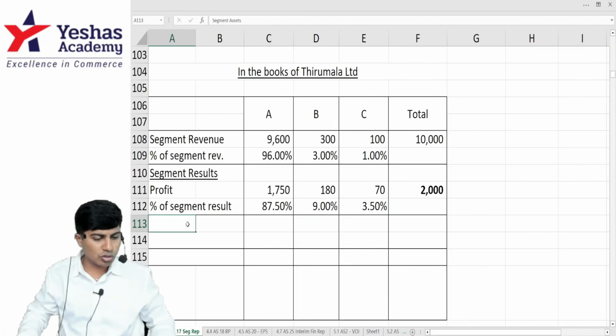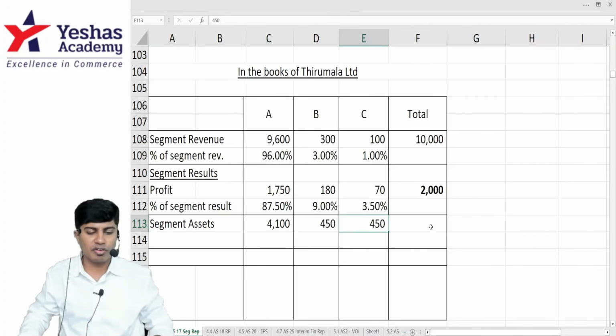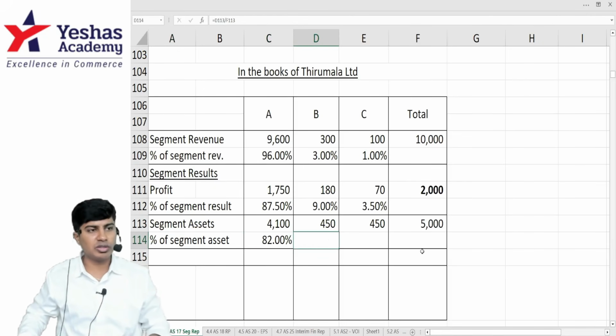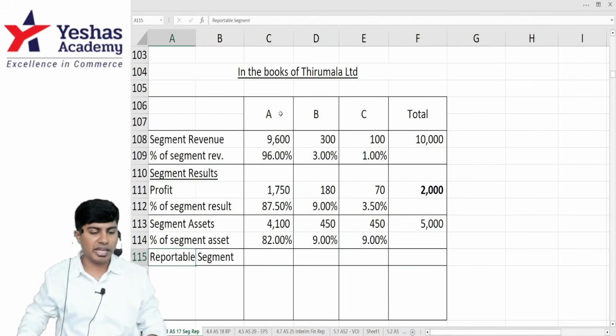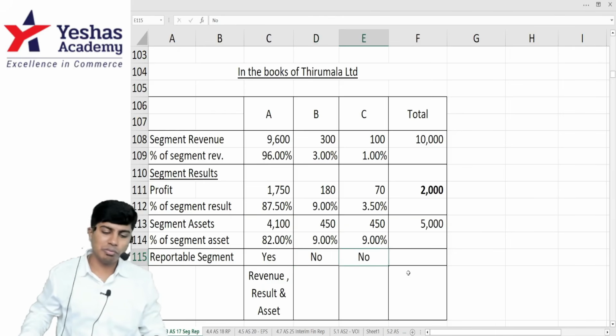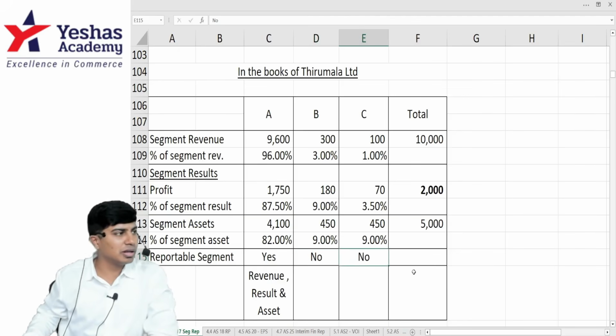Assets: 4100, 450, 450. Total 5000. Now please do 4100 by 5000, 82%. 450 by 5000, 450 by 5000, 9%. Now you tell me reportable. A: yes, based on all the conditions, all the conditions are fulfilled. B: no, all three conditions, no. Segment C: no, not reportable. So which segment is reportable?